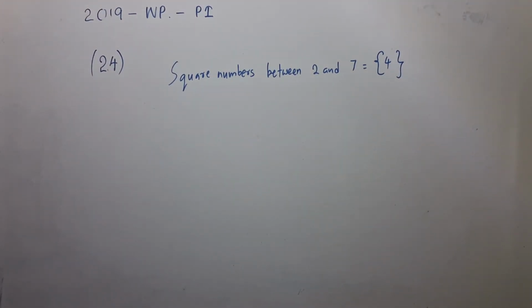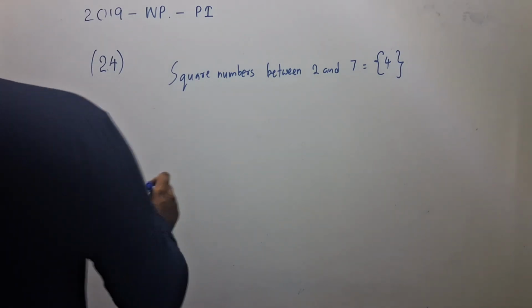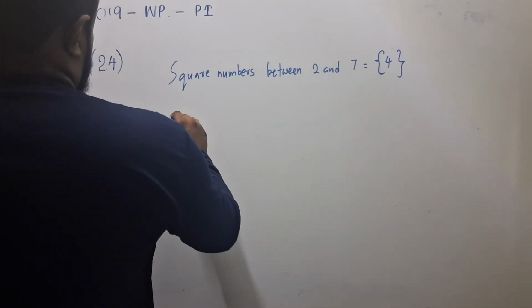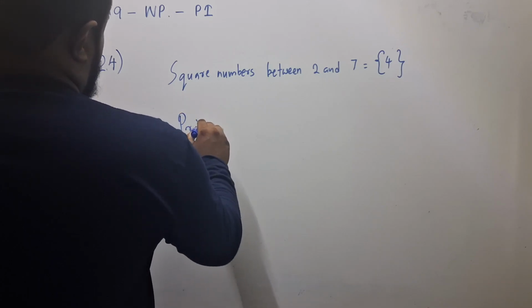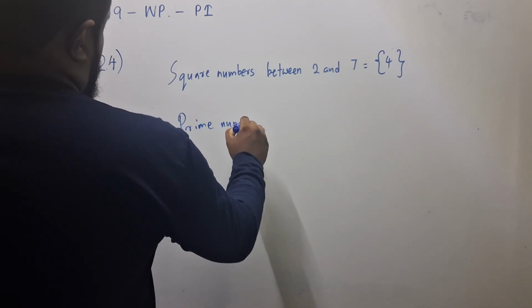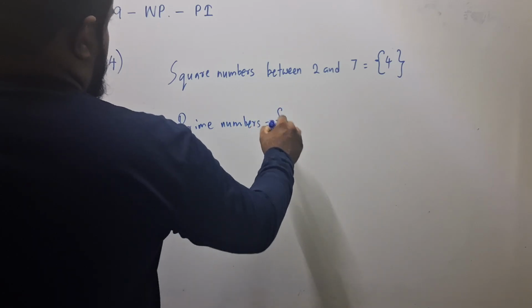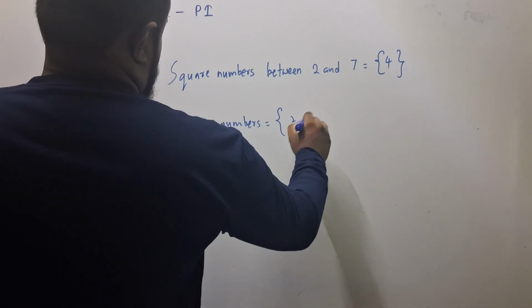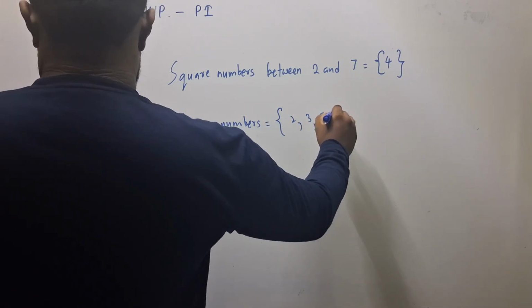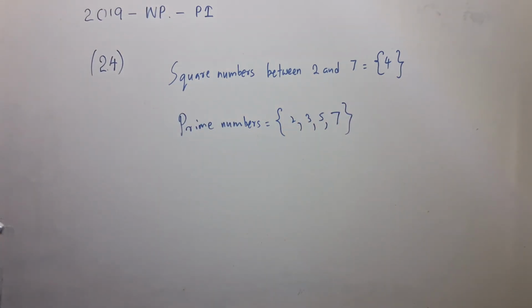Write down a composite event. Composite event means there can be 2 or more elements. So you write prime numbers. What are the prime numbers here? 2, 3, 5, 7. It's a composite event.